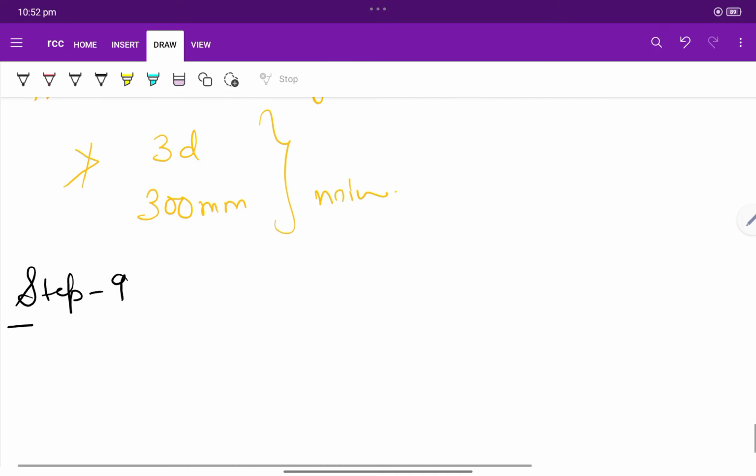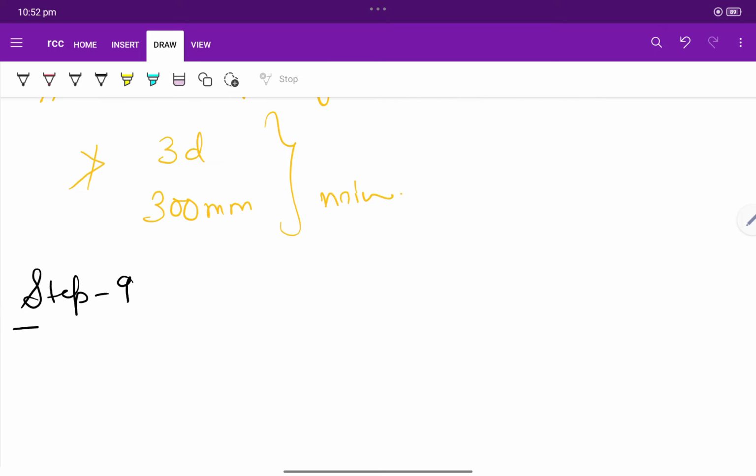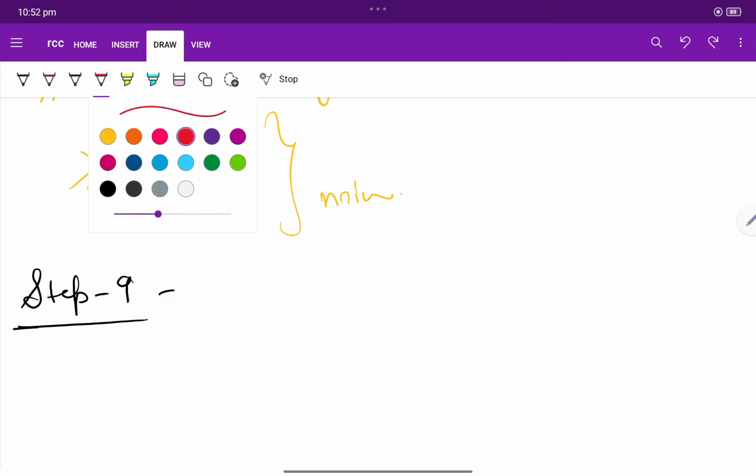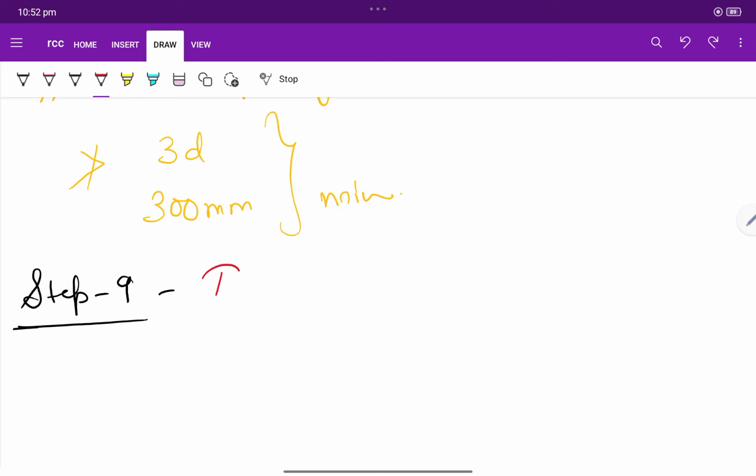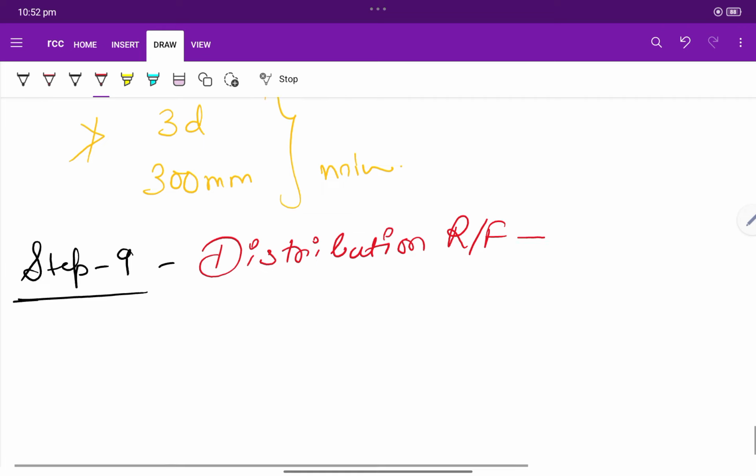So now step 9. Step 9 is distribution reinforcement. Distribution reinforcement. So let's see.